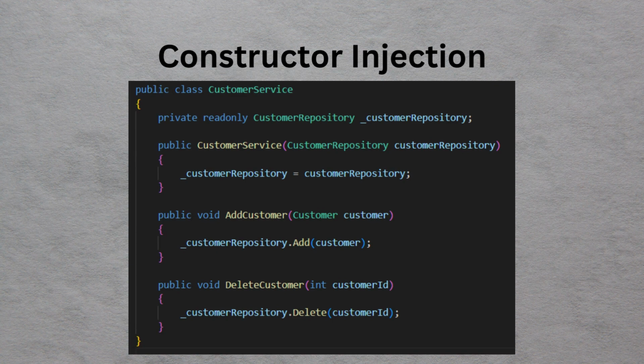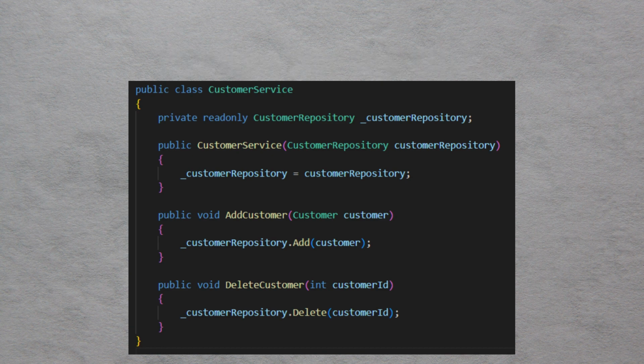Suppose we have a class called Customer Service that is responsible for managing customer data. The Customer Service class depends on a customer repository class to interact with the database. Here is the code for the Customer Service class. In the code snippet, we are passing the customer repository class as a parameter to the constructor of the customer service class. This approach makes the customer service class more testable and scalable.